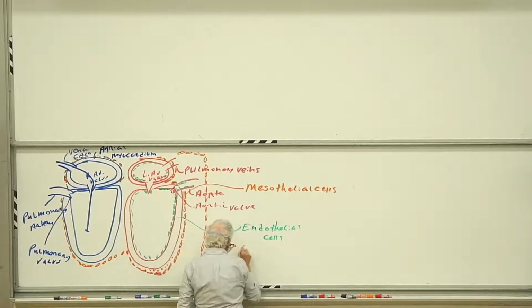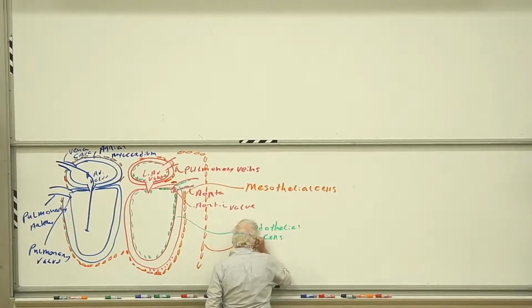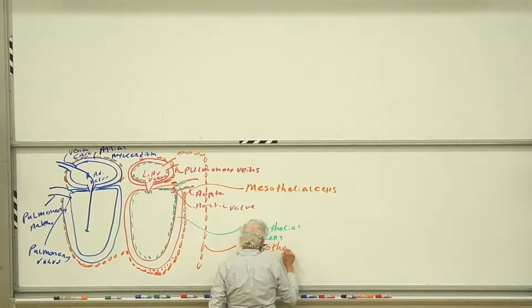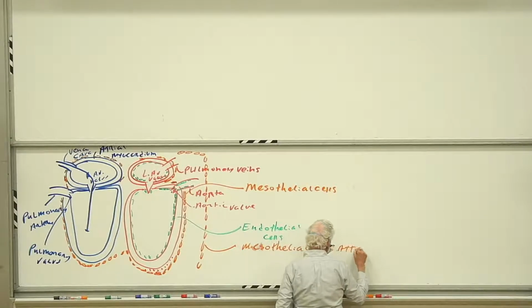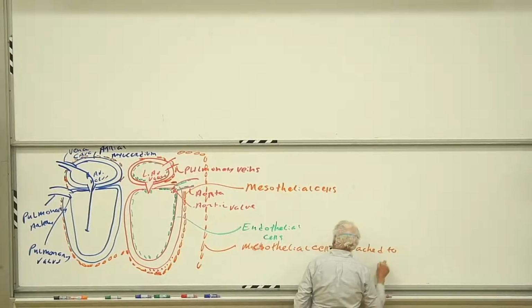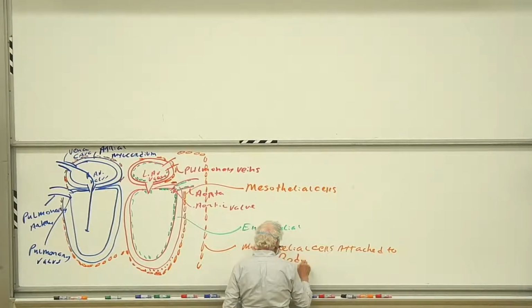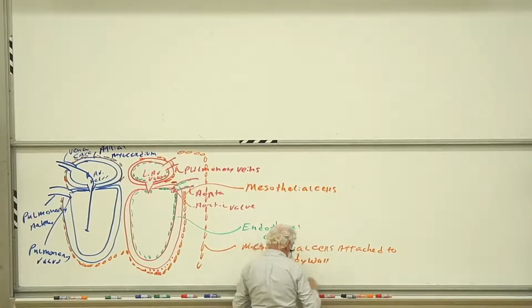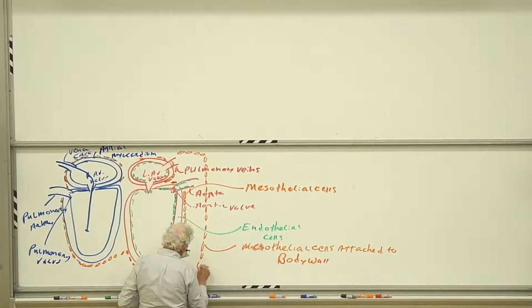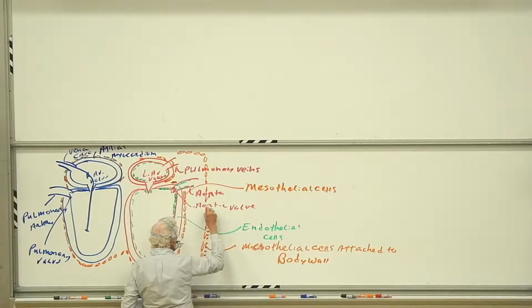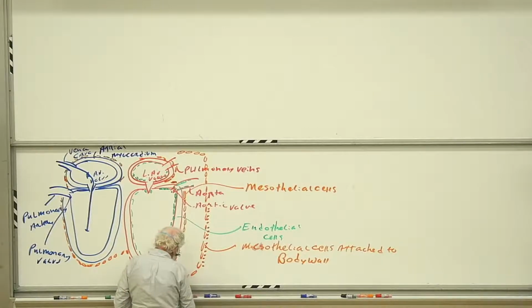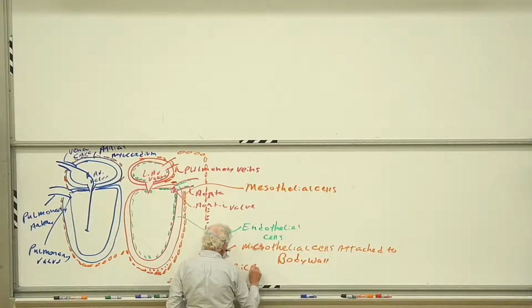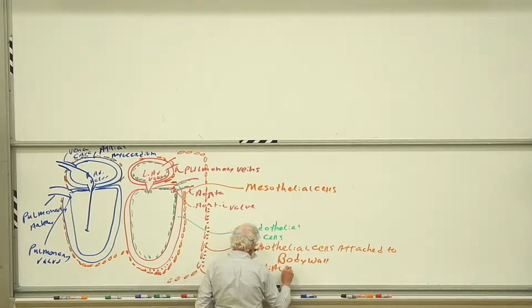And these are mesothelial cells attached to the body wall. So again, there'll be a basal lamina that will attach these mesothelial cells to the body wall. And what happens now if we close this loop is that these mesothelial cells form something known as the pericardial sac.